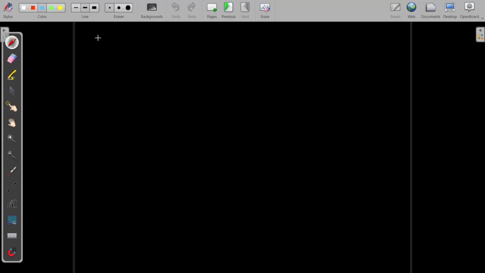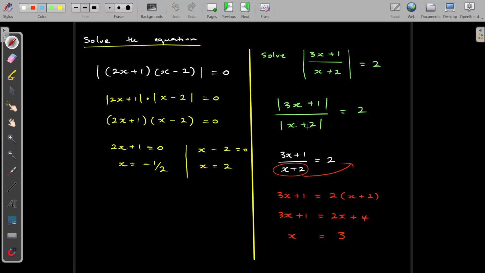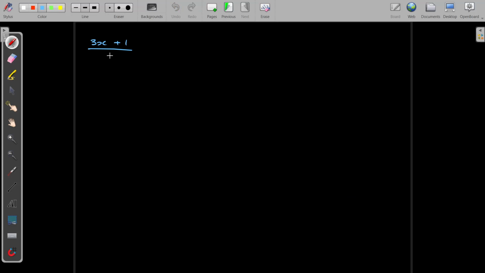So the second solution will be, if we have 3x plus 1, we're going to be taking the negative of the modulus that was down here. The x plus 2 we'll be taking the negative of it. So it's the negative x minus 2. And this is going to be equal to 2.